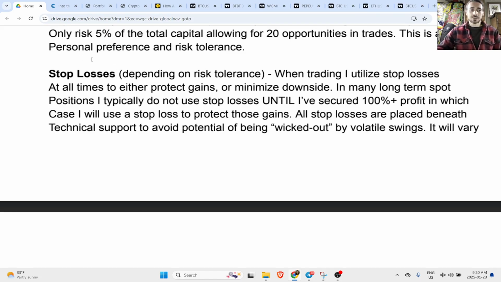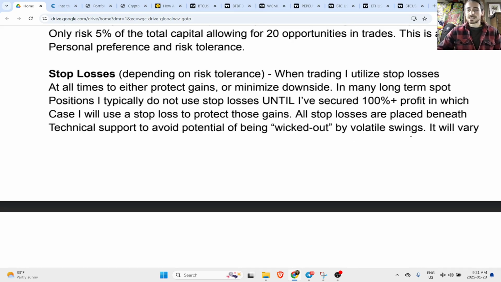If you're doing any short-term trading, then you definitely want to start to use these stop losses just to protect your downside. Again, a lot of the time in spot positions, you can even use these once your spot positions start going up and you've made double your money or more. You can use stop losses just to protect those profits. They should be placed beneath technical support to avoid the potential of being wicked out.